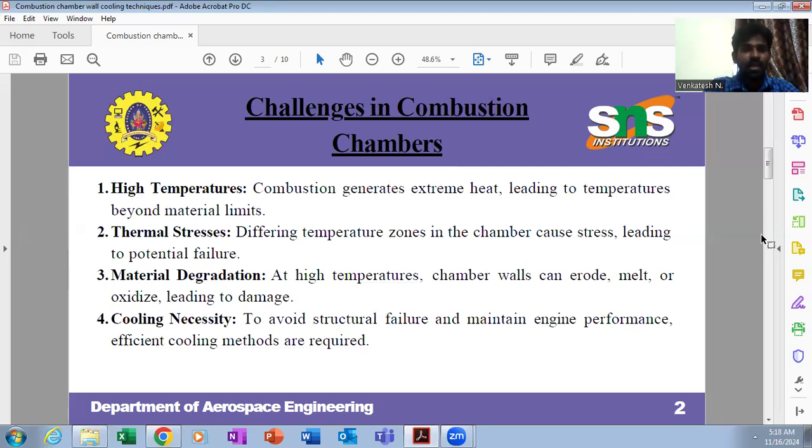And there is material degradation at high temperatures. Chamber walls can erode, melt, or oxidize, leading to damage. Cooling is a necessity to avoid structural failure and maintain engine performance. Efficient cooling methods are required.